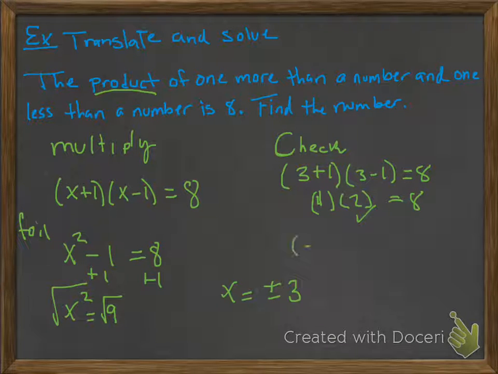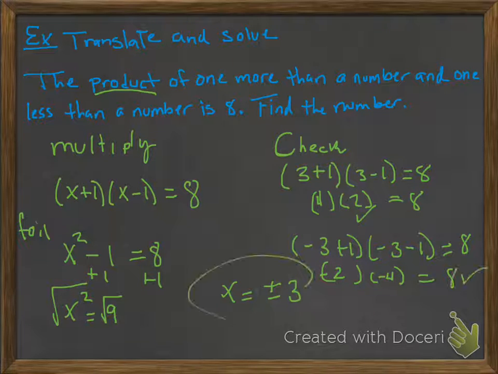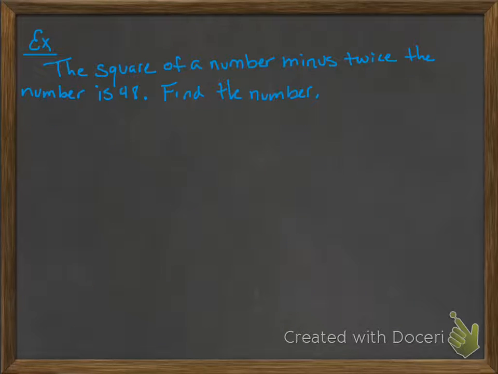Or negative 3 plus 1 and negative 3 minus 1. Does that equal 8? Well, that's negative 2 times negative 4, and that is also 8. So we checked, we got the right answer. So let's move on to the next one.